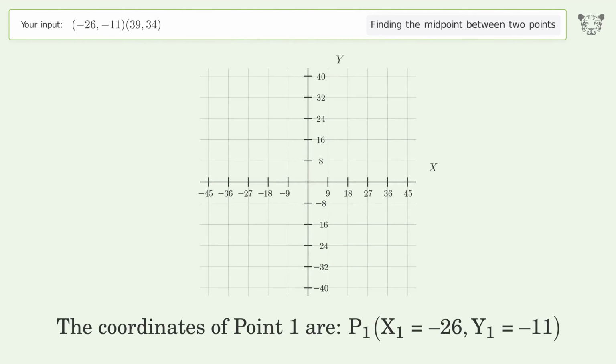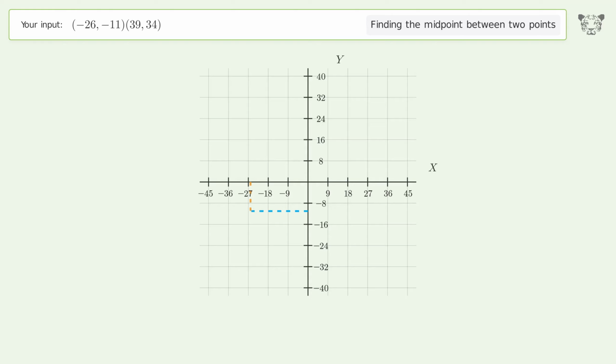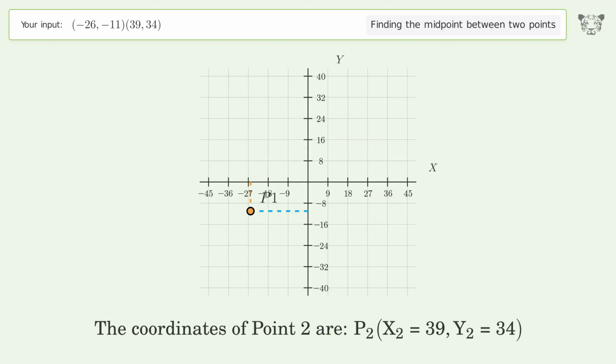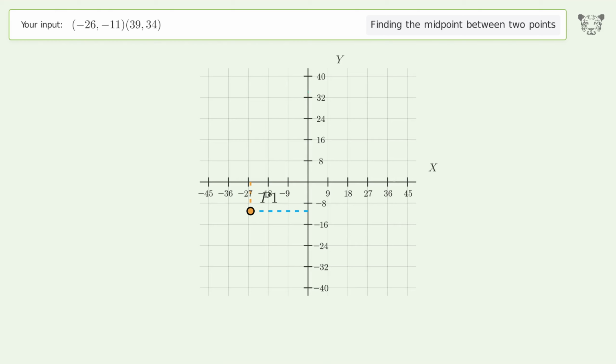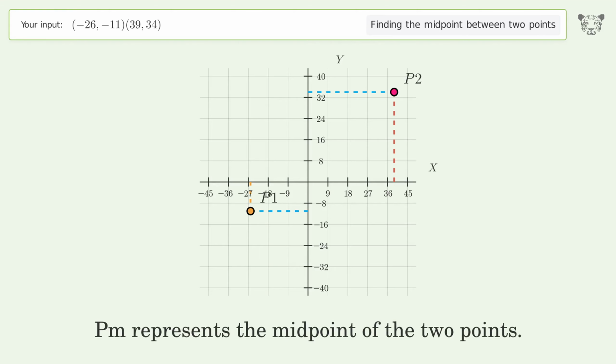The coordinates of point 1 are x1 equals -26, y1 equals -11. The coordinates of point 2 are x2 equals 39, y2 equals 34. PM represents the midpoint of the 2 points.